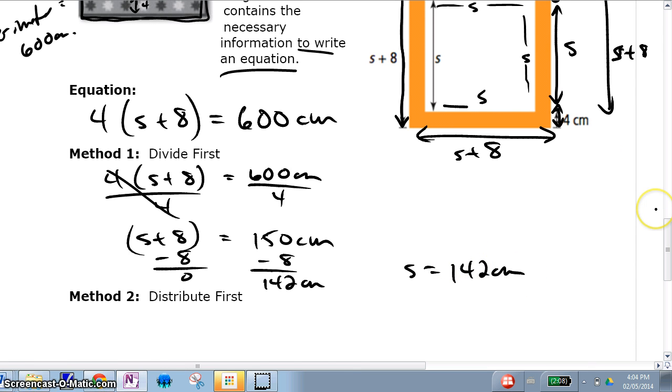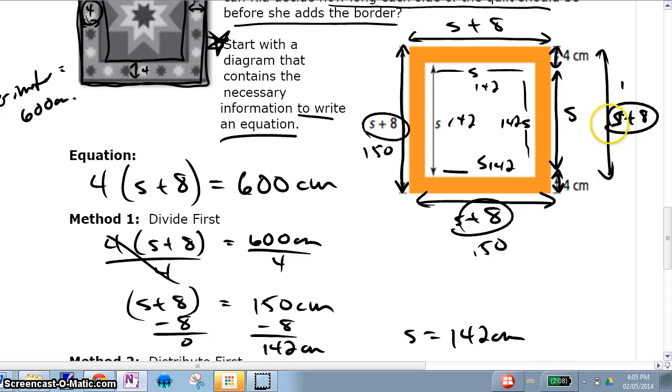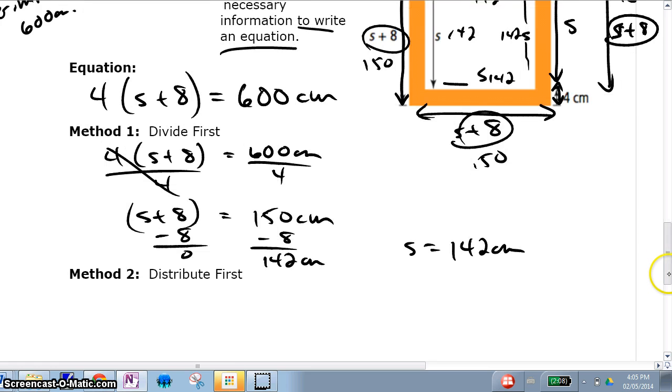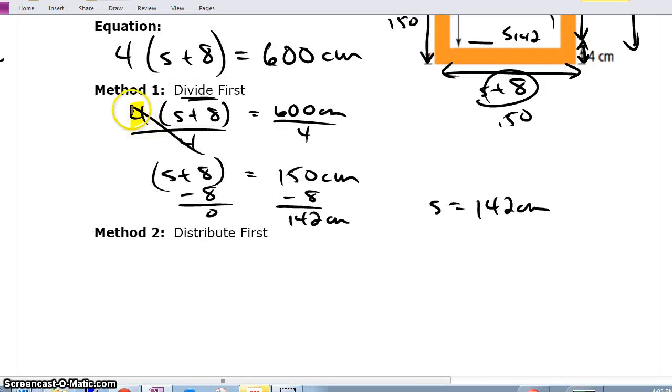You could put that back into your diagram to just kind of rethink it. This is 142, this is 142, this is 142, this is 142. So yeah, all the way around when we do the s plus 8, we get our 150s back. And now 150 plus 150 is 300, plus 150 is 450, plus 150 is 600. The whole perimeter is the 600 centimeters. So that was our first method, to divide first. We divided first right here, right? And then we took away that 8. That was our second step. Took away the 8 from both sides to get to 142.